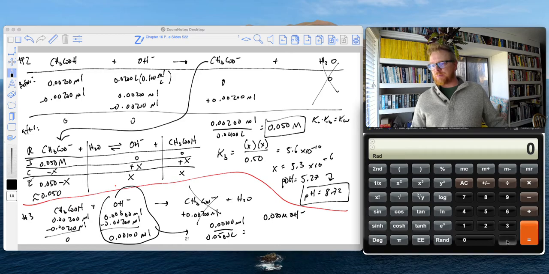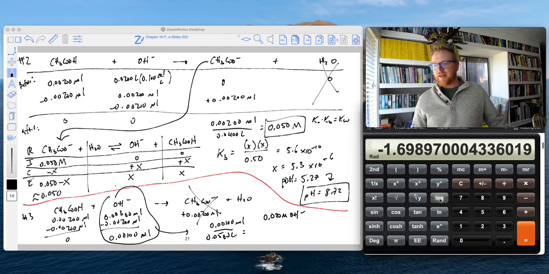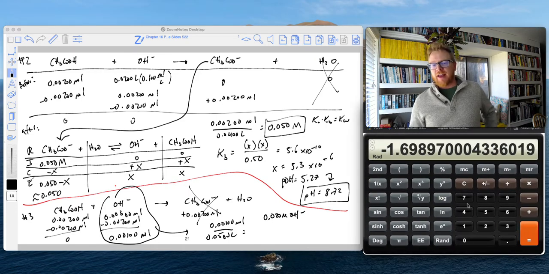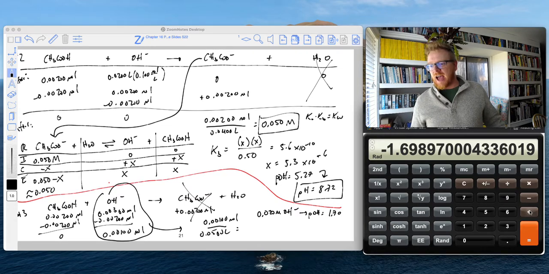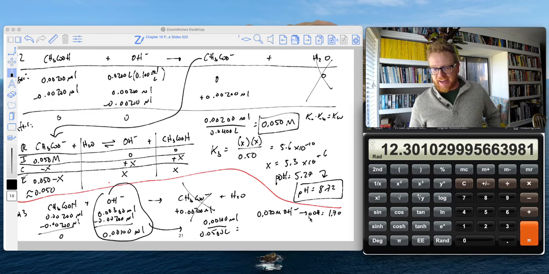So if I have 0.02 molar and I take the log of that, now that gives me a pOH of 1.70. And I can just now add 14 to that, and that gives me my pH of 12.30, and that is my final answer.